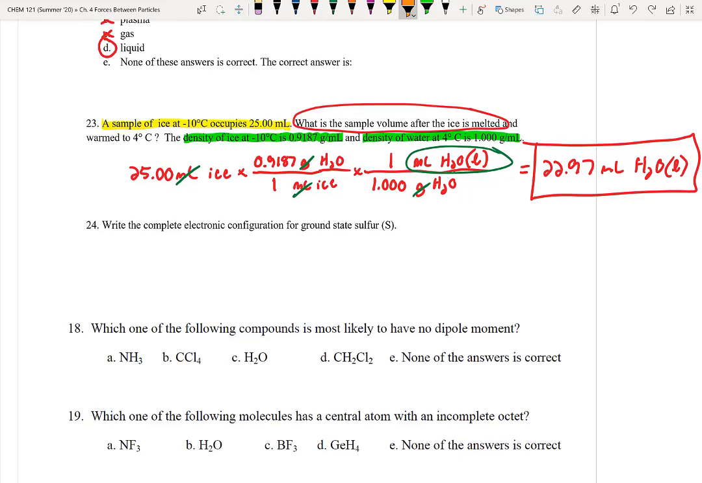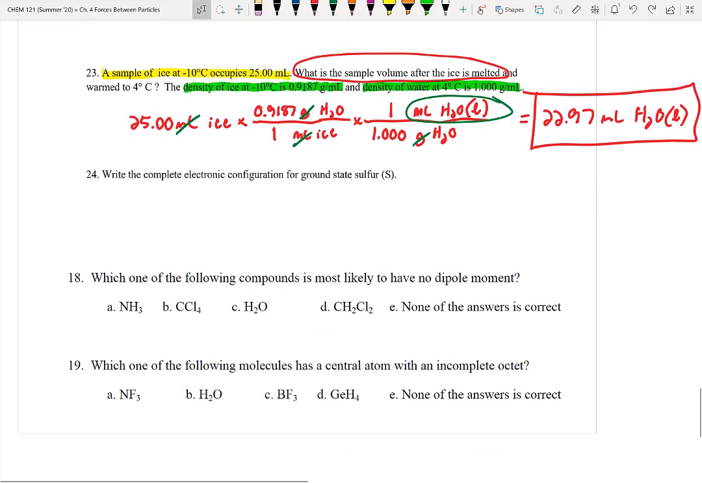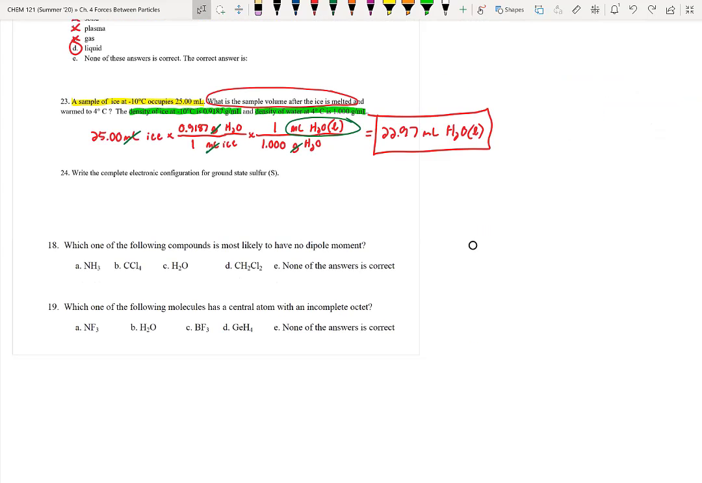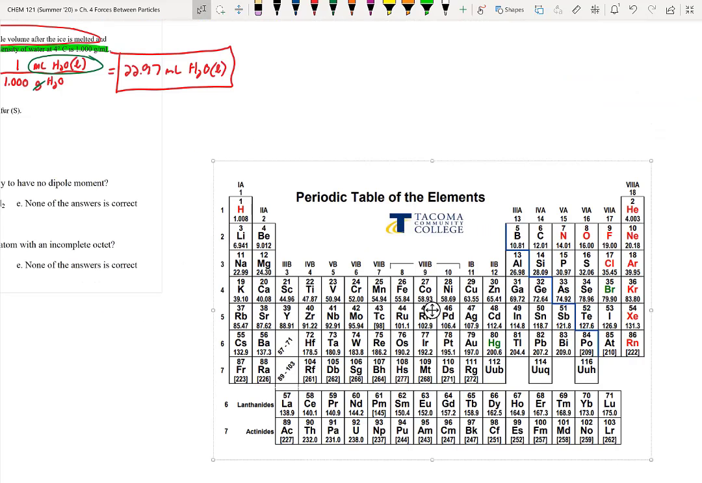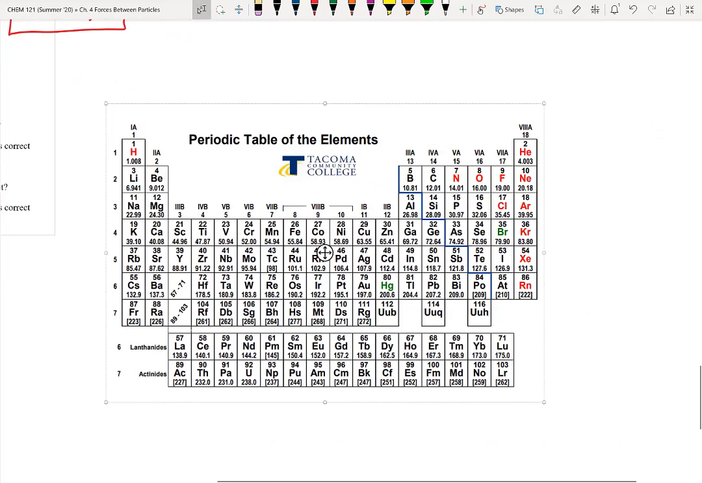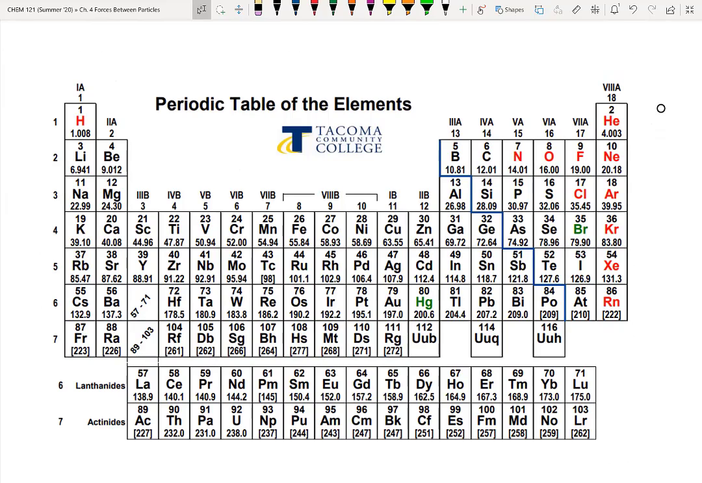All right, only a few more problems here. So 24, write the complete electronic configuration of ground state sulfur. So here's what I'm going to do. I'm going to paste a periodic table down here. That way we can look at it with sulfur. Okay, and I'm going to do my trick that I prefer, and I'm just going to walk through the periodic table to find the state.